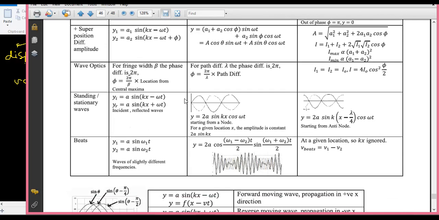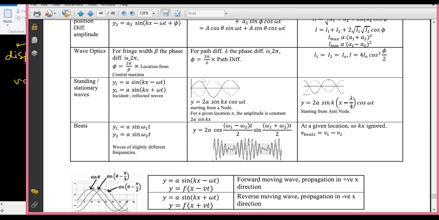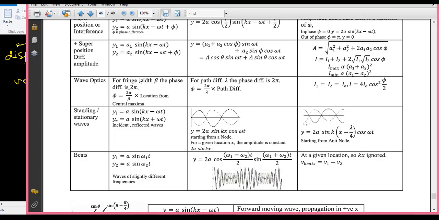Because we don't have time to complete even the basic ones. So first let's focus on the basic ones, and then come to the difficult ones. Wave optics, again, this is coming in your 12th standard, so we'll come back to it. The reason why it is given here is that when you study this chapter and the 12th standard chapter, it will make more sense. So you have to study them together.